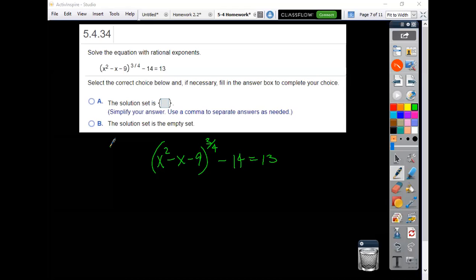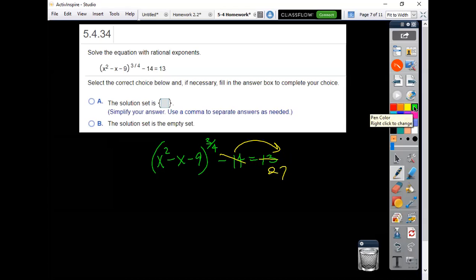All right, so this one doesn't look too bad other than it's got that kind of gross 3/4 in the exponent. Trying to solve for x. So the first step seems pretty straightforward, is to move that over. So now if I add 14 onto that 13, I've got 27. It's the next step that now to get rid of that 3/4 exponent.